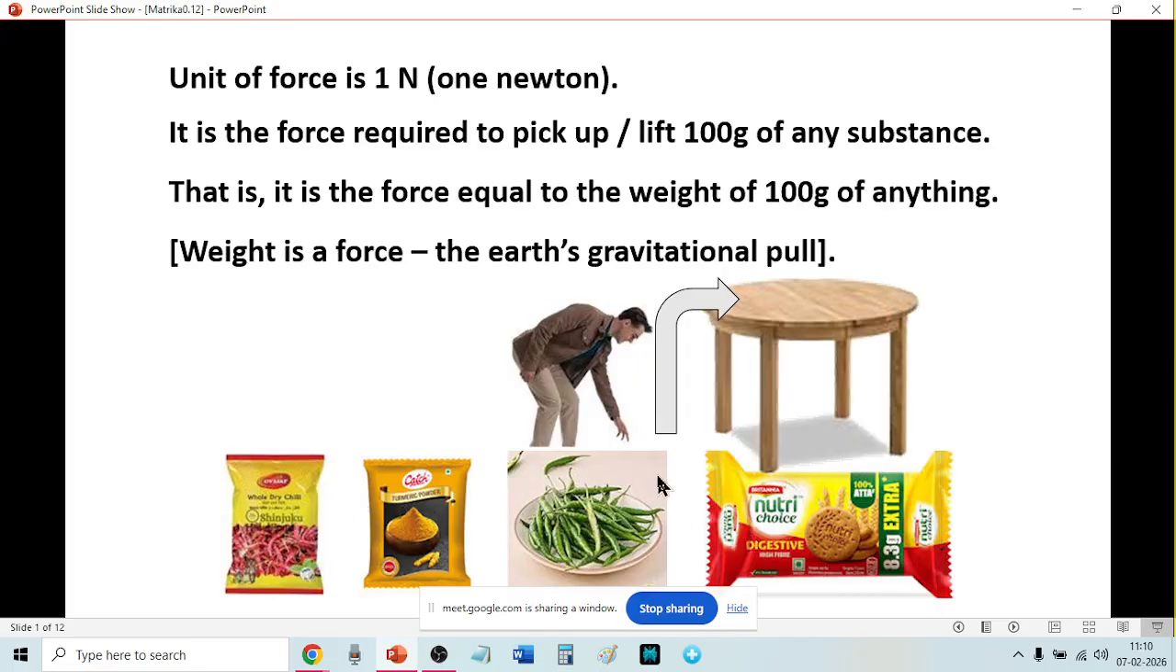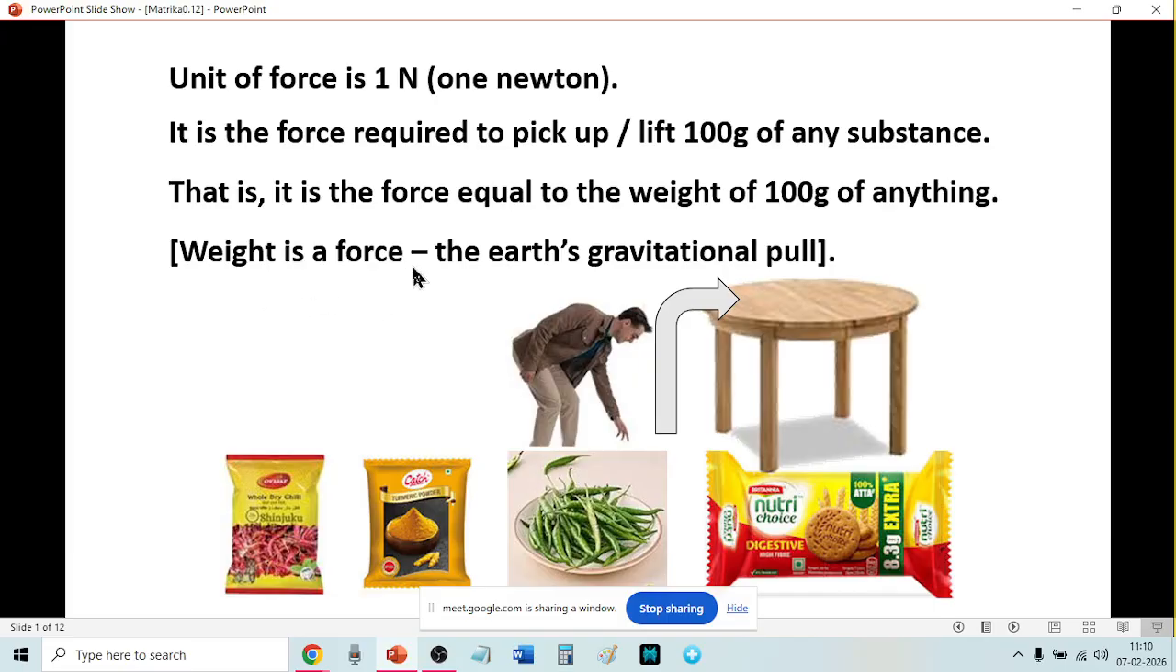It can be a packet of biscuits, green chilies, candies, ice cream. For 100 grams of anything, the force you need to pick it up and put it on the table is 1 Newton. So 1 Newton is the force required to pick up or lift 100 grams of any substance. That is a force equal to the weight of 100 grams of anything. The weight of this would be called 1 Newton.